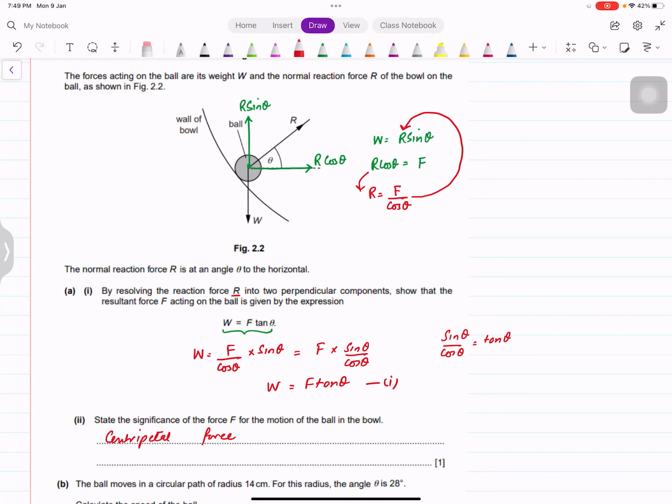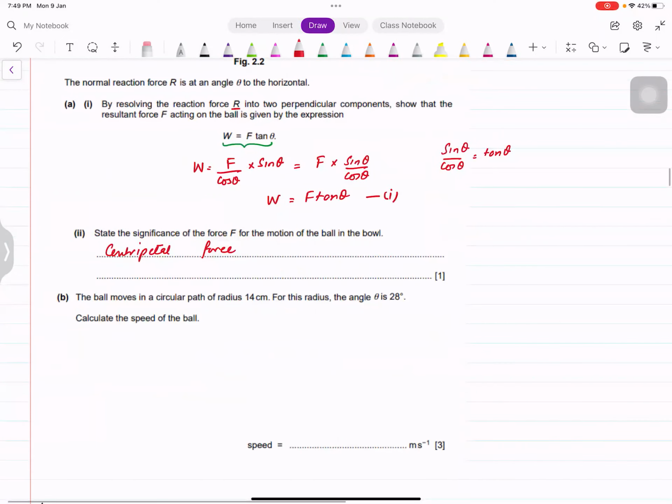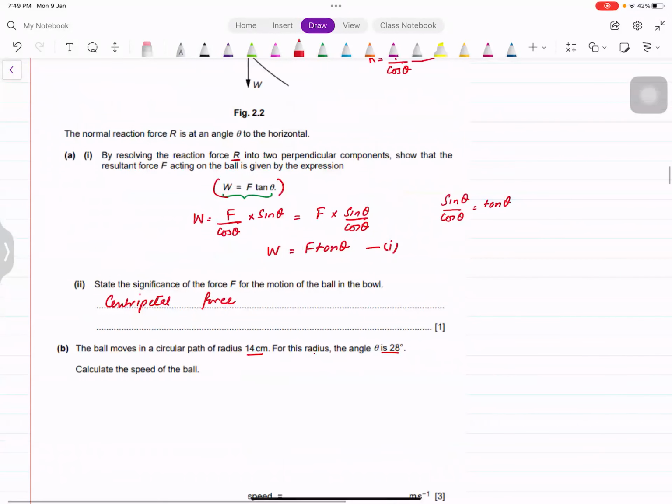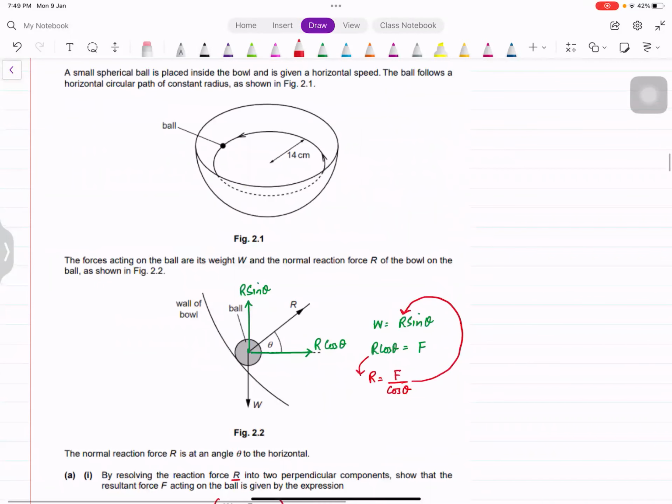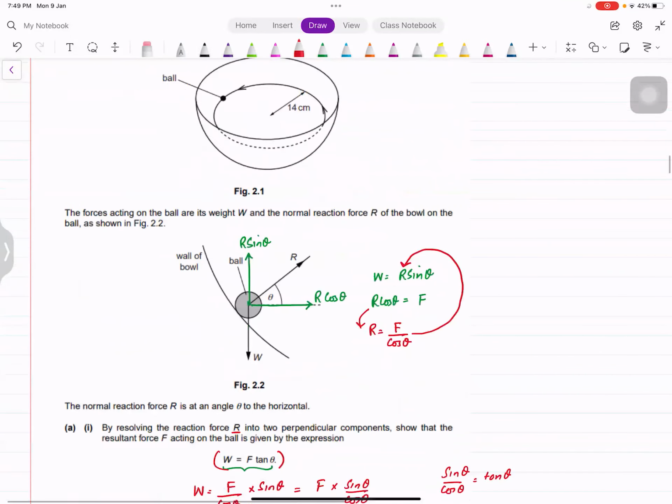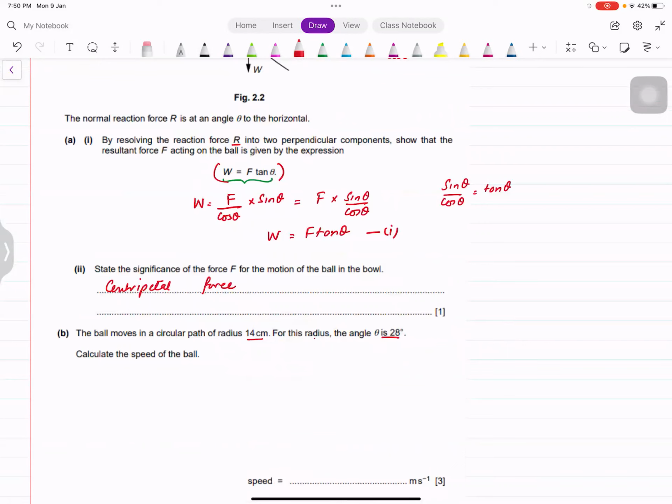Now, it says the ball moves in a circular path of this radius. For the radius, the angle is 28. Calculate the speed. This is very easy because you already have this, right? You just need to calculate the speed. Unfortunately, do we have the weight? That's not fair. It doesn't matter, even if you don't have the weight, because the equation they've given is F equals tan theta.